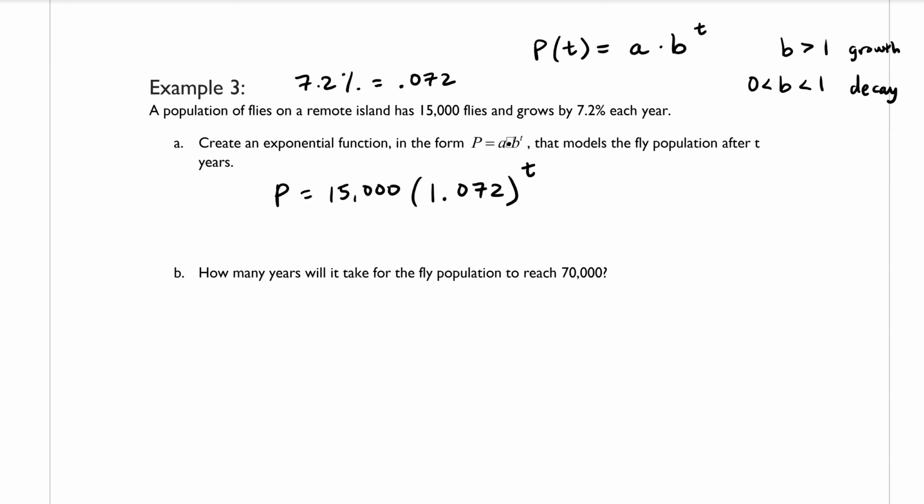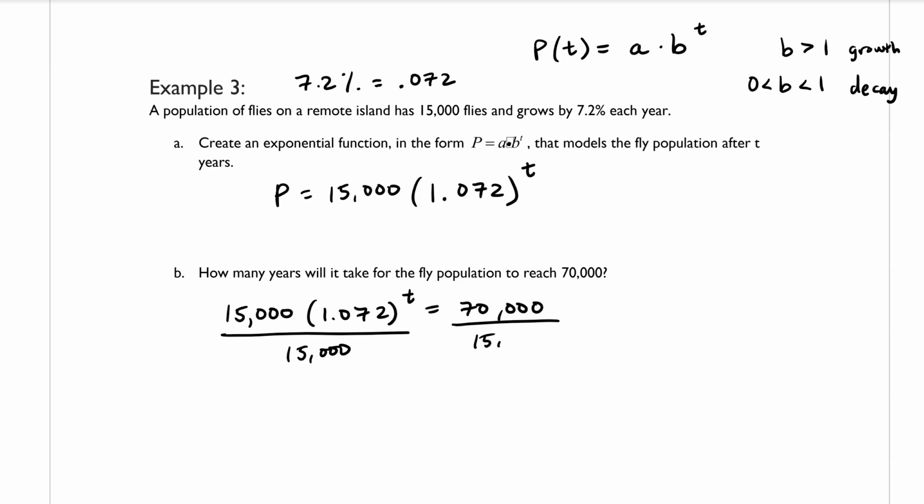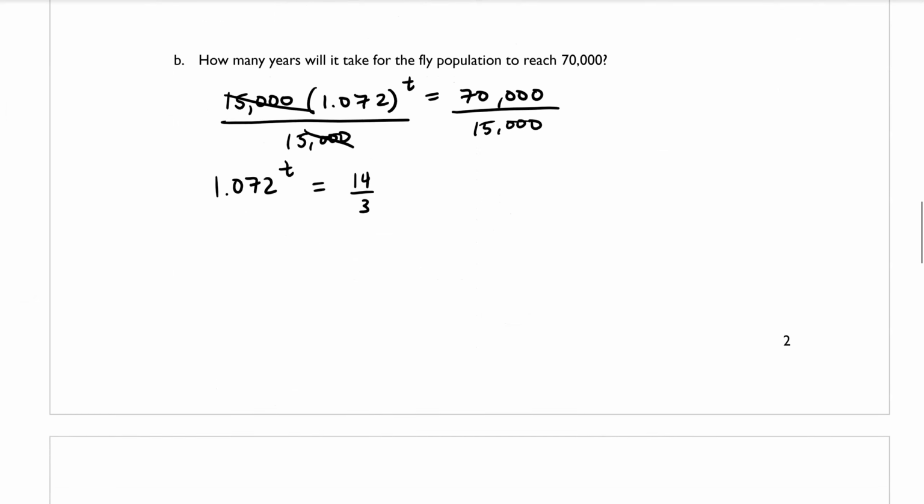Now it says, how many years will it take for the fly population to reach 70,000? Just like we've done in a previous example, we can take our function and set it equal to 70,000. And now our goal is to solve for t. So I'm going to divide both sides by 15,000. And those will divide out on the left-hand side. So I'll be left with 1.072 to the t power is equal to 14 over 3.